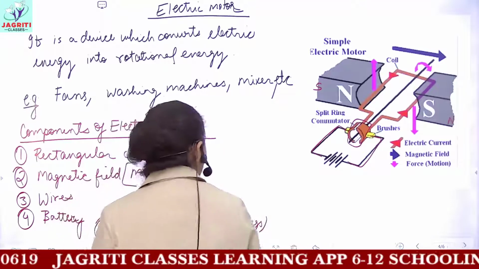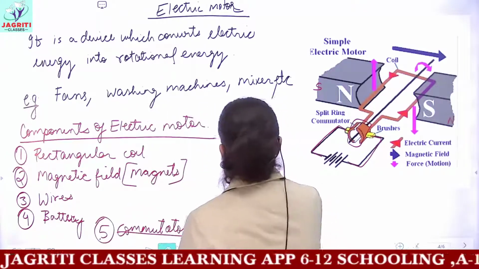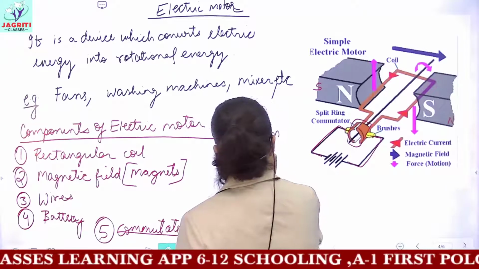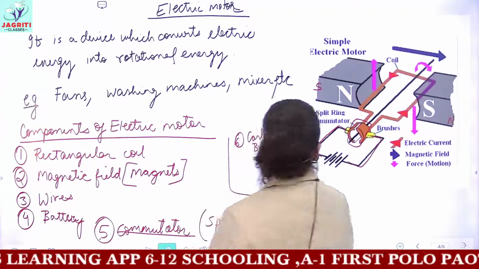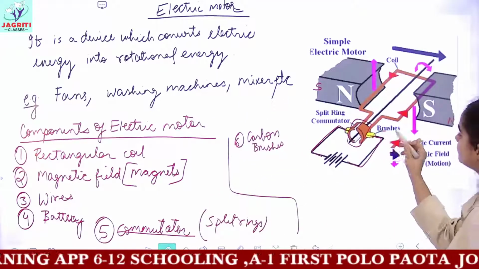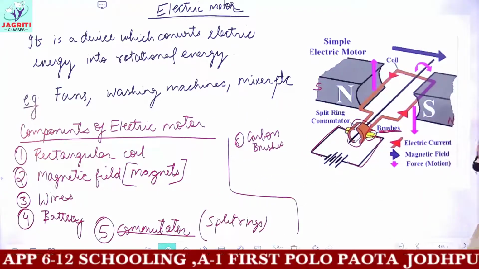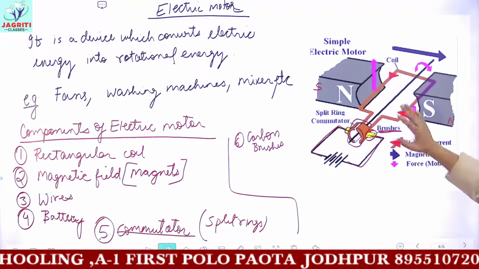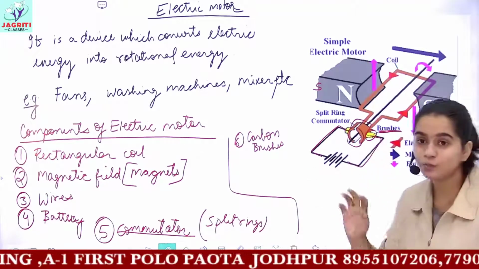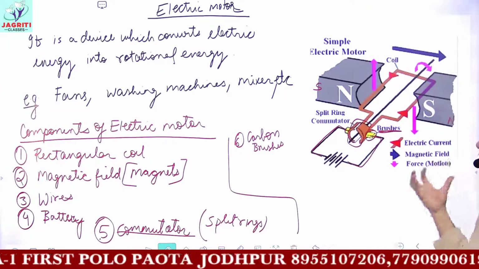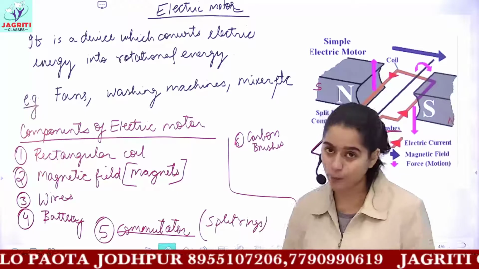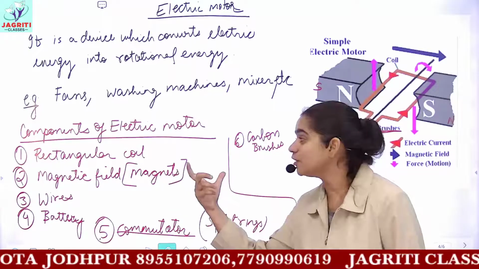And then the sixth component of the electric motor is carbon brushes. If you can see the brushes, which are depicted by this yellow color, these are the carbon brushes. So these are the different components of an electric motor. Now we'll see how the electric motor works. Firstly, you should know these different components. Then we'll see the use of each component.